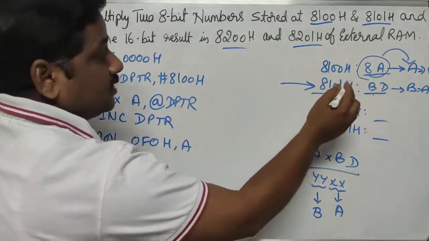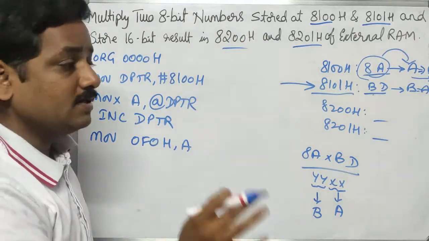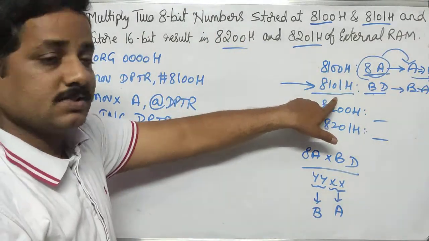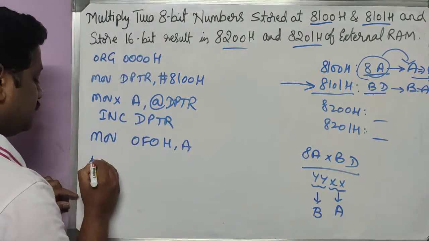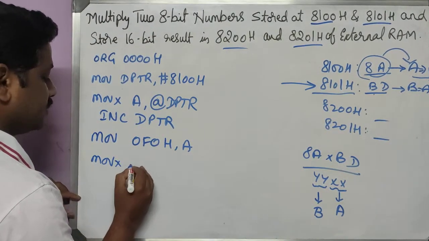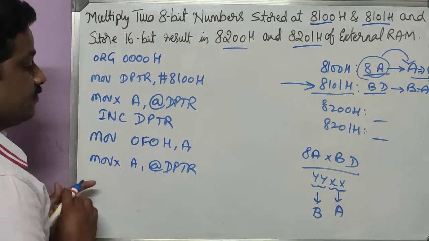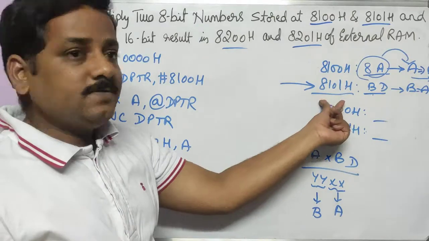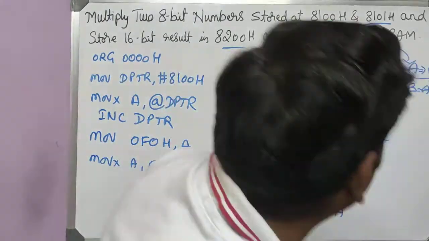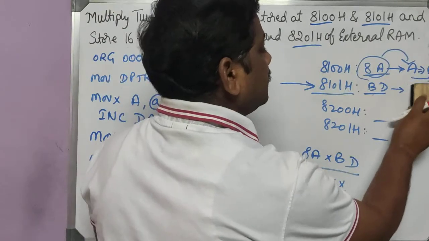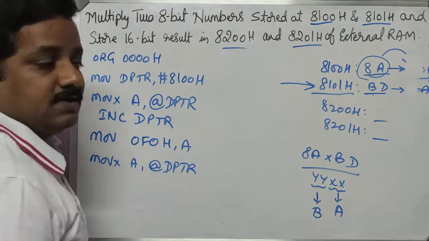Now what happens? This data is given from A to B. So B is having the first data. Where is the second data? Second data is here. Just take this into A. So after getting the first data, what I do now? MOVX A comma at dptr. Because the dptr was already incremented, I will take that content into accumulator. So you got this second data into accumulator. So you can say the first data is in B, second data is in A.